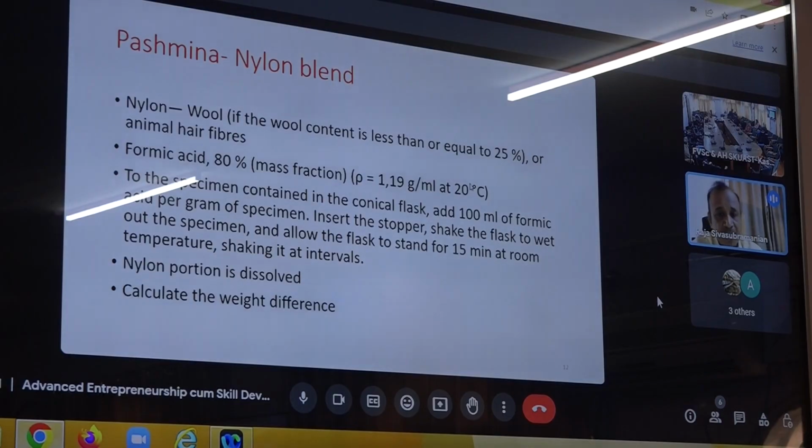We have to take it in a conical flask, 100 ml of formic acid per gram of the specimen, and then you treat it for 15 minutes at room temperature with intermittent shaking. In this case the nylon portion is dissolved and the Pashmina will be the insoluble component. Like the previous one I told, with the same equation we can find out how much Pashmina is there in the blend. So this is for the Pashmina nylon blend.